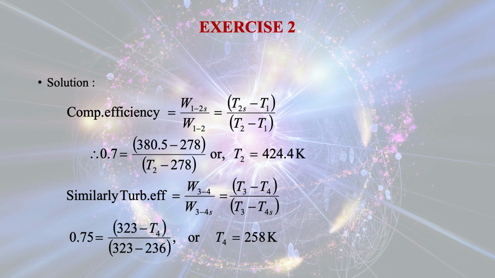But in this case, we know very well the temperature T1 and the temperature T2S. T2S is 380.5, which we can get from the expression T2S by T1 is equal to P2 by P1 whole to the power gamma minus 1 by gamma. Gamma, for this case, is 1.4, which you can get as the ratio of the specific heat at constant pressure divided by the specific heat at constant volume. For this problem, both are given, so the ratio gives the value of gamma, that comes out to be 1.4.